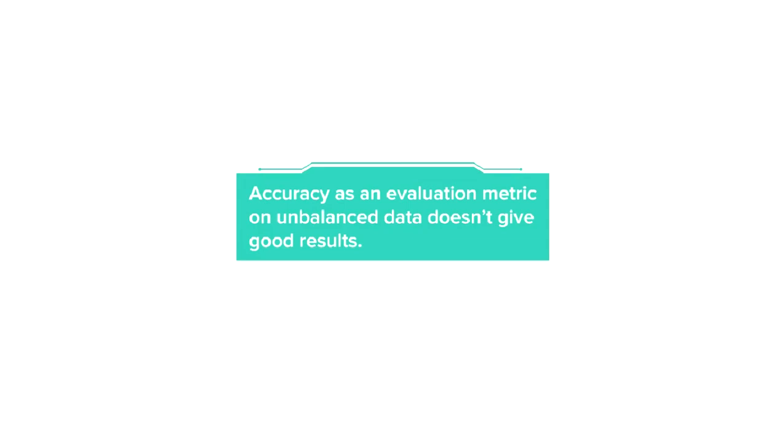In reality, using accuracy as an evaluation metric on unbalanced data is not a great idea, as we saw in this example. In order to evaluate the classification model properly, we need to look closely at the confusion matrix to find better alternatives to accuracy. We will discuss one such alternative, that is precision and recall, in the next video.